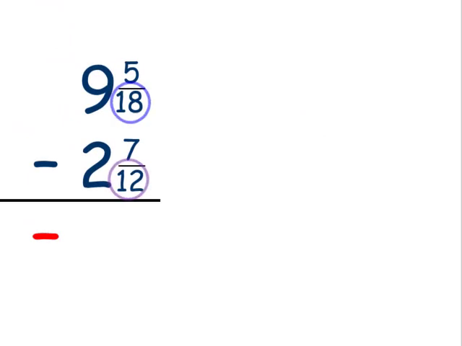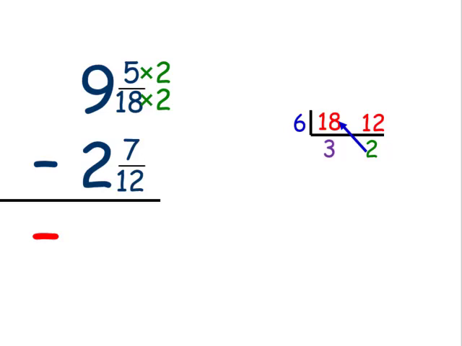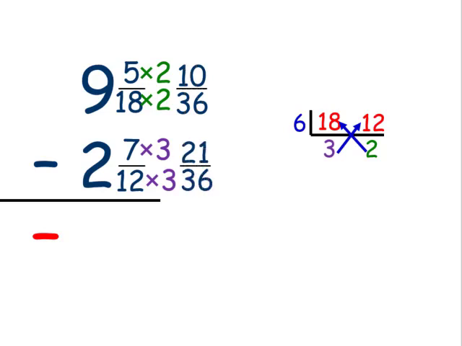18 and 12, we're going to change those so we can have the same denominator, a common denominator. In this case, the least common denominator. We're going to factor out a 6. 18 divided by 6 is 3. 12 divided by 6 is 2. The fraction with a denominator of 18, we're going to multiply top and bottom by 2. The fraction with a denominator of 12, we're going to multiply top and bottom by 3. This leaves us with 10 over 36 and 21 over 36.